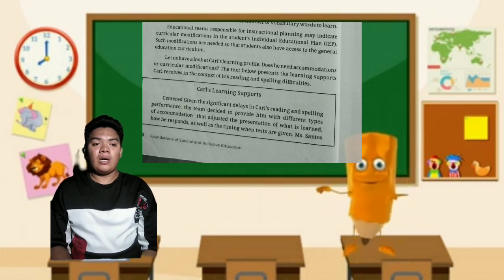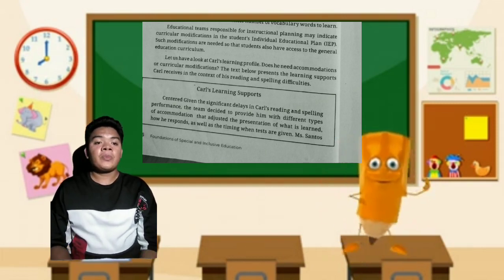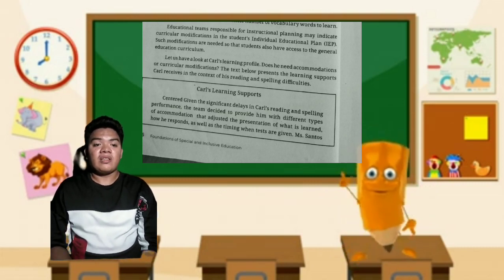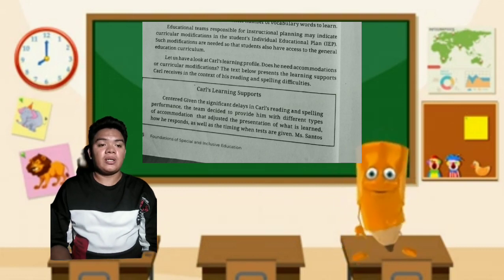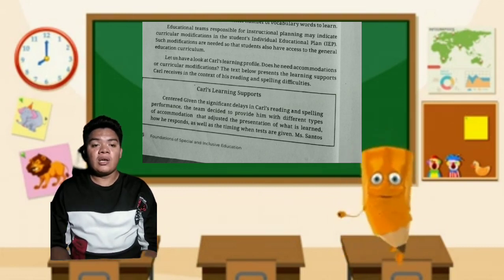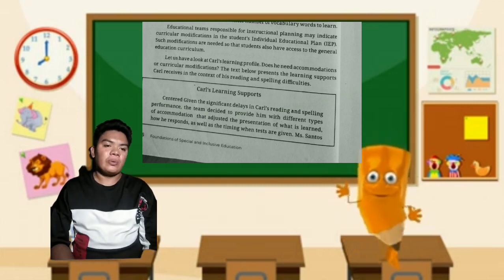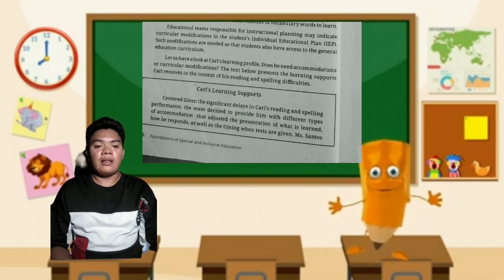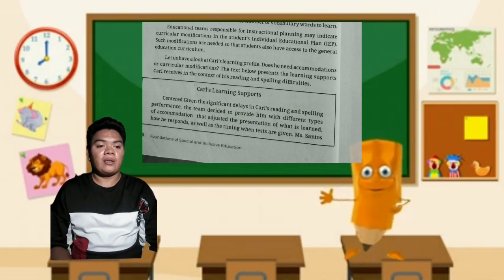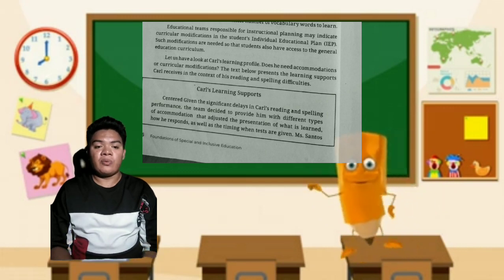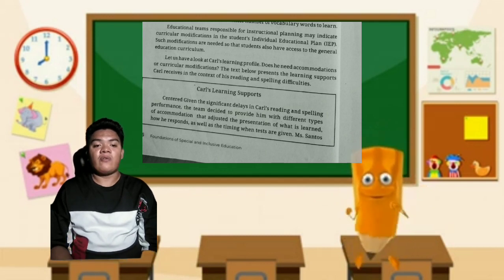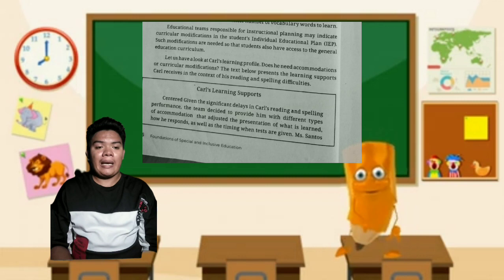Let us have a look at Carl's learning profile. Does he need accommodation or curricular modification? The text below presents the learning support Carl received in the context of his reading and spelling difficulties. Given the significant delays in Carl's reading and spelling performance, the team decided to provide him with different types of accommodation that adjusted the presentation of what is learned, how he responds, as well as the timing when tests are given.